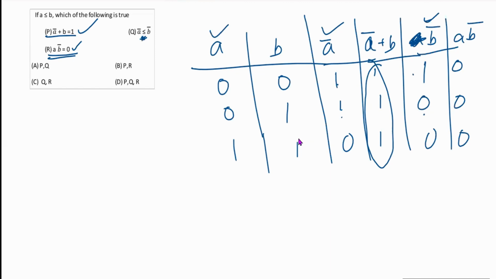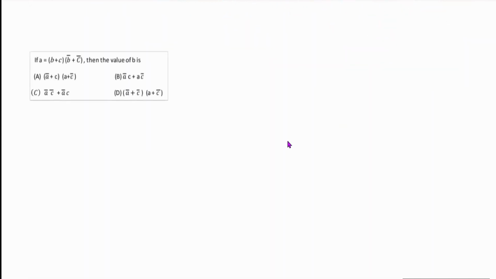0 0 means they are equal. In this case, A bar is greater than B bar, but here A bar should be less than B bar. So this is the incorrect one. So only P and R are correct, which means option B is the correct one. Let's go to the next question.